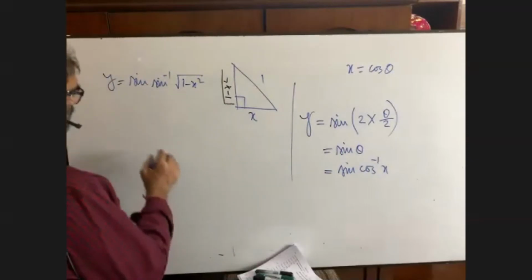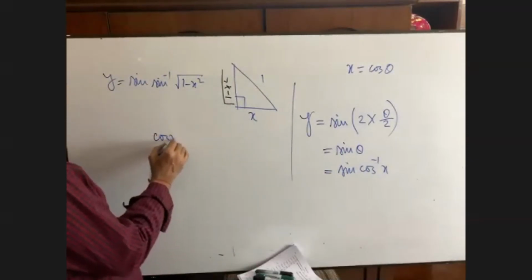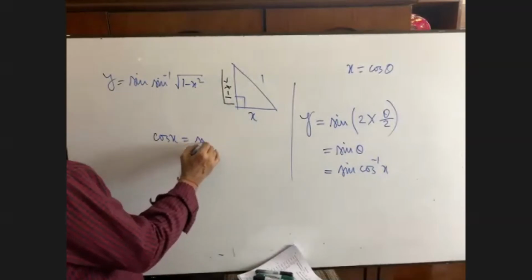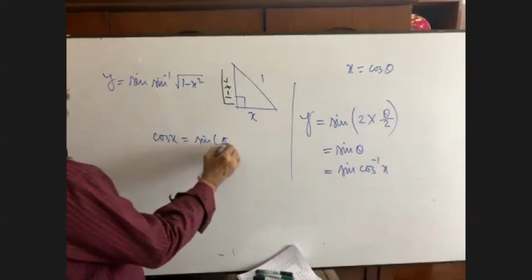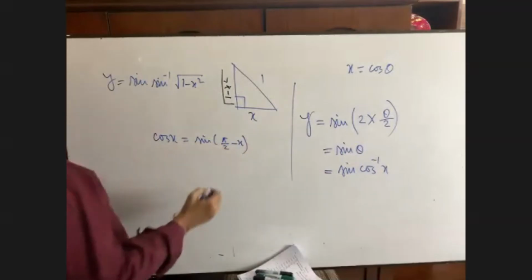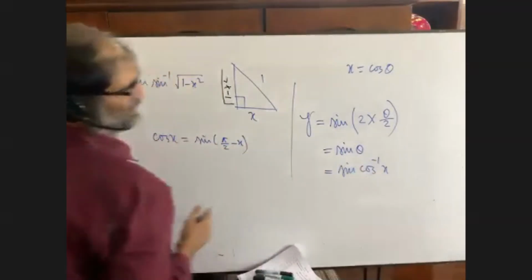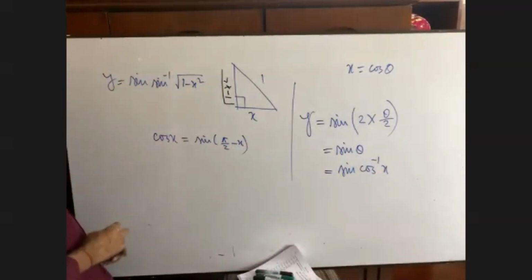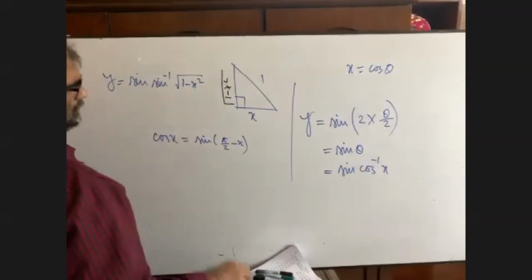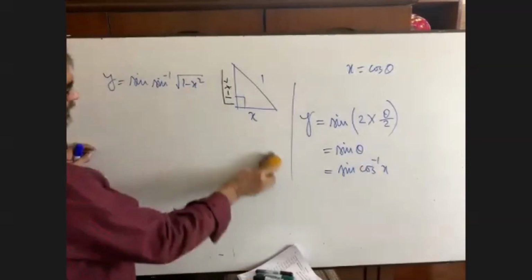Dear students, please listen to me. Cosine x can be written as sine of pi by 2 minus x. But here it is cos inverse x, so it cannot be written that way. Have you got me? Okay.